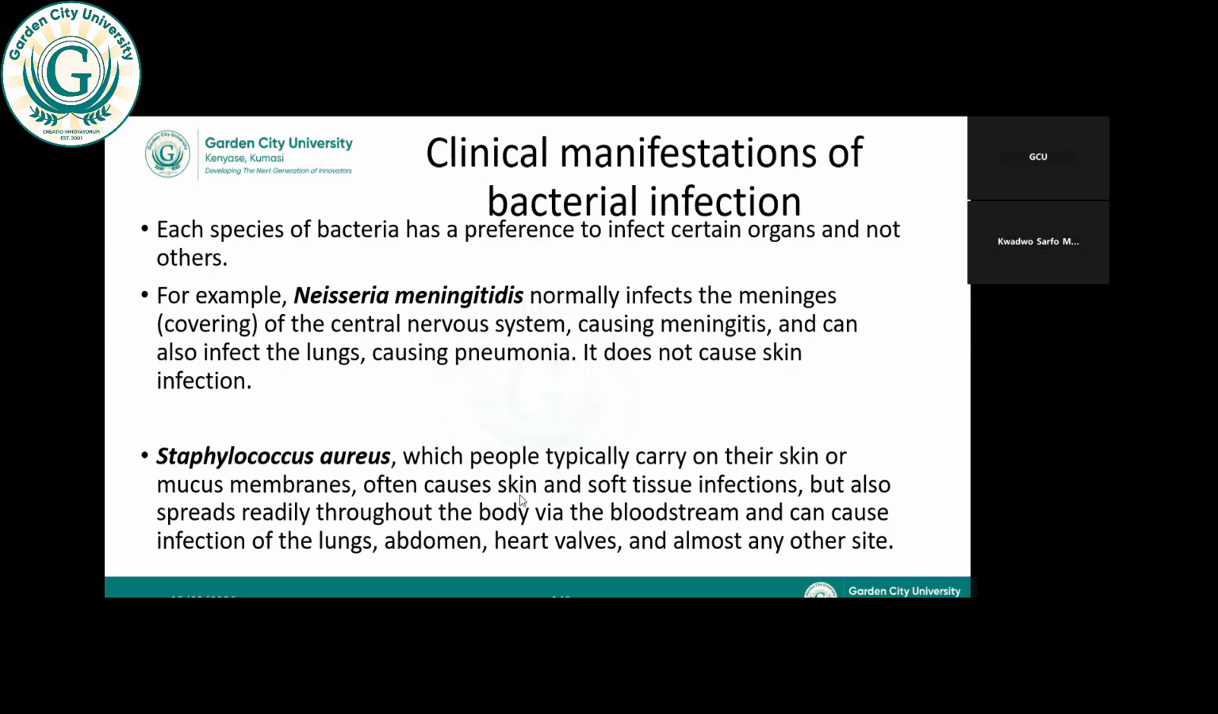Staph aureus can infect the skin, can infect the bloodstream, the abdomen, the lungs, so many sites within the body. So if in the sample that is analyzed, we report Staph aureus, we don't raise so much questions, but reporting Neisseria meningitidis when it's skin infection, that one is questionable.